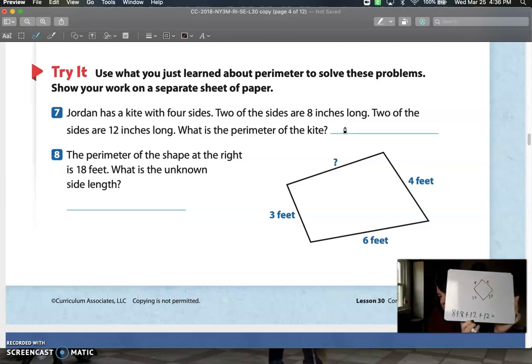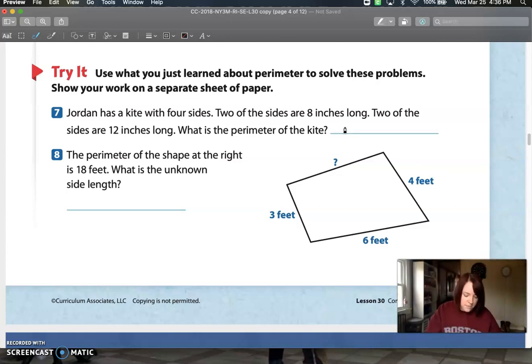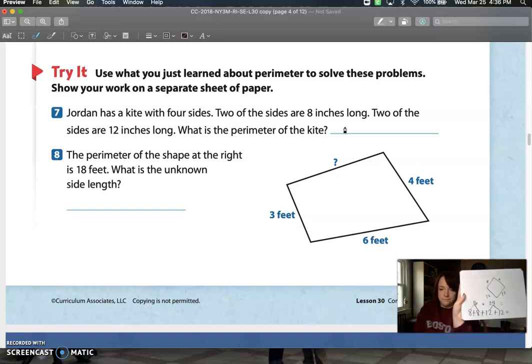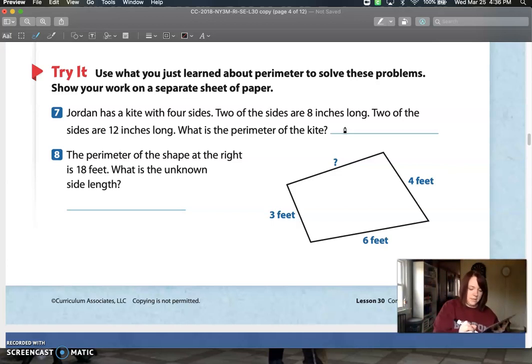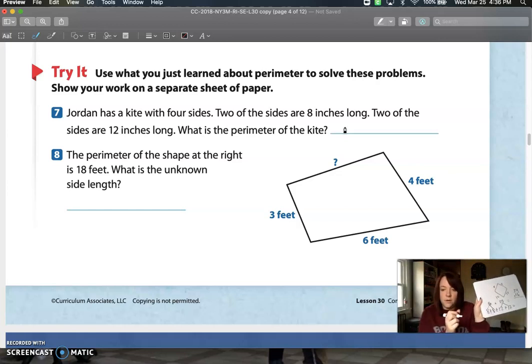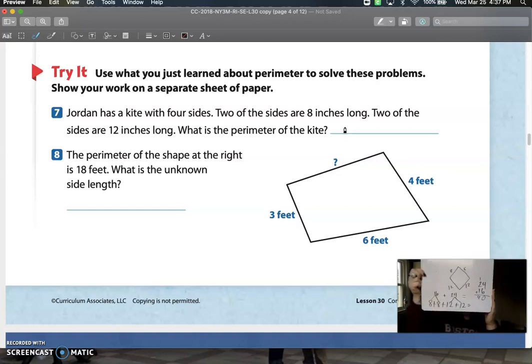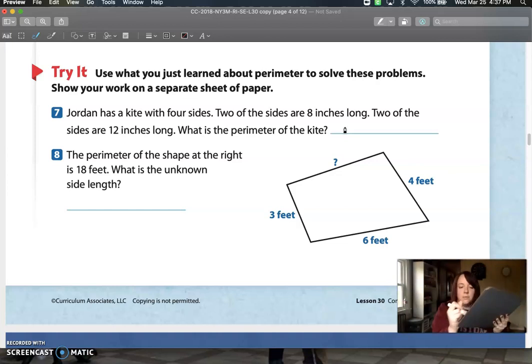We can combine these and make it easier. So what is 8 plus 8? We know it is 16. 12 plus 12 is 24. And now we need to add 16 plus 24. Oops, I'm going to do it over here on my side. We know 6 plus 4 is 10. 0, we're going to carry the 1. 2 plus 1 is 3, plus 1 is 4. So we know that it is 40 inches long. I'm going to put inches in the circle.